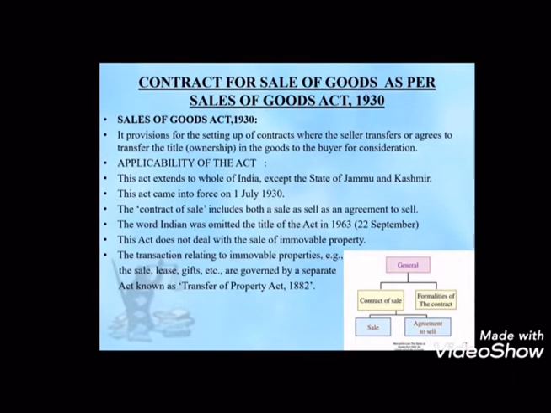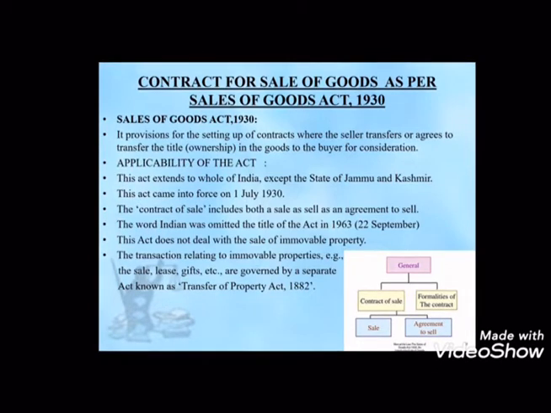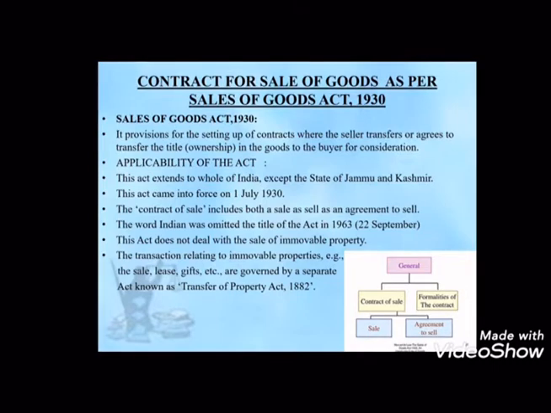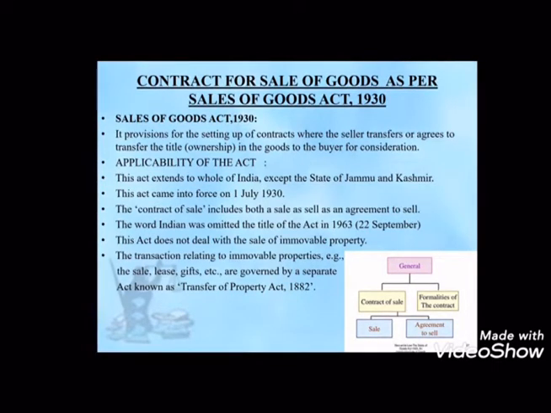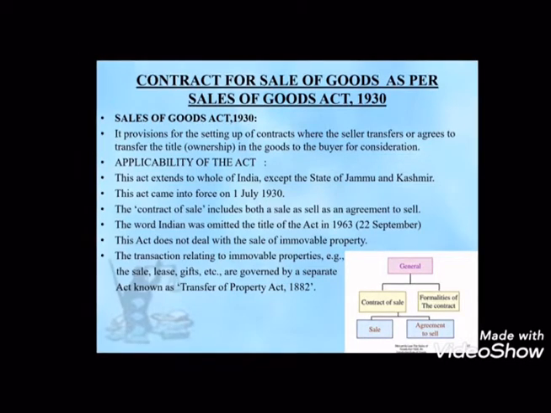Now we'll see the background history of this act. The introductory topic: Contract for Sale of Goods as per Sales of Goods Act 1930. Definition of Sale of Goods Act 1930. It is a provision for setting up of contract where the seller transfers or agrees to transfer the title, that is the ownership in the goods, to the buyer for consideration.